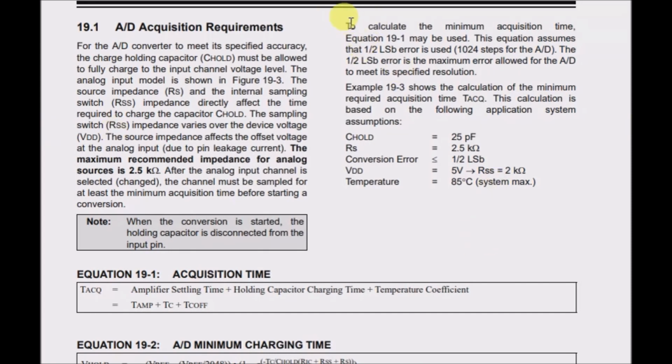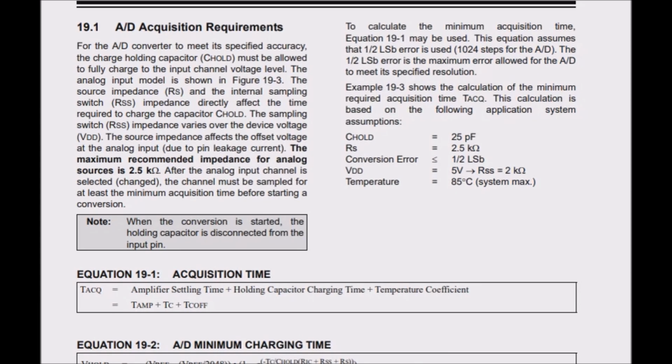I'll move up here. To calculate the minimum acquisition time, equation 19.1, so that's here, may be used. This equation assumes that the 1/2 LSB error is used, 1024 steps for the AD. The 1/2 LSB error is the maximum error allowed for the AD to meet its specified resolution. Example 19.3 shows the calculation of the minimum required acquisition time. TACQ.